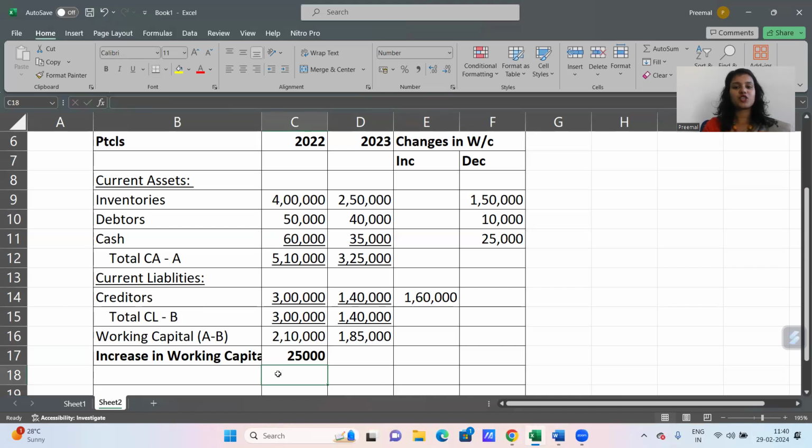This is how you prepare the schedule of changes in working capital. So it is very imperative that you remember the 4 guidelines that I have shown you, which will help you in finishing this step without any errors.